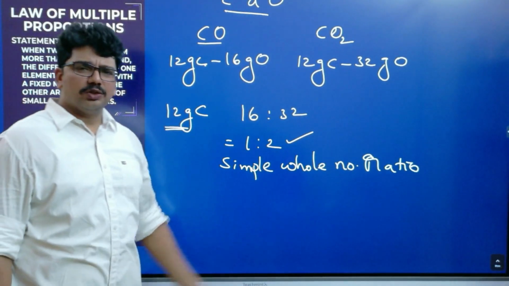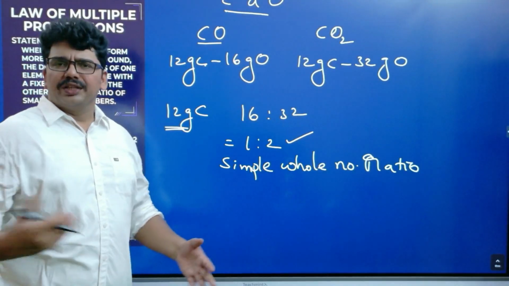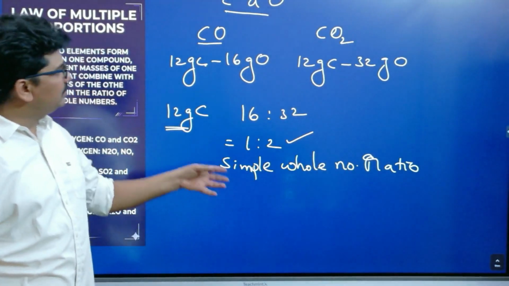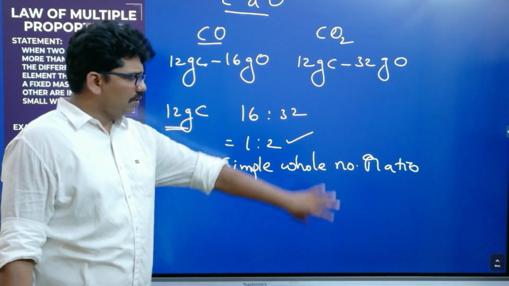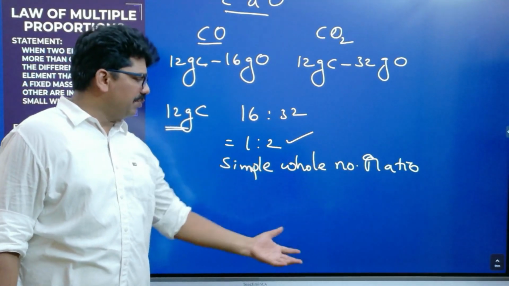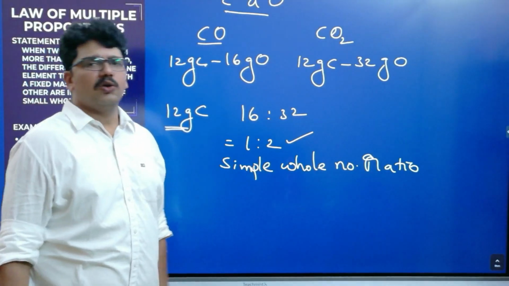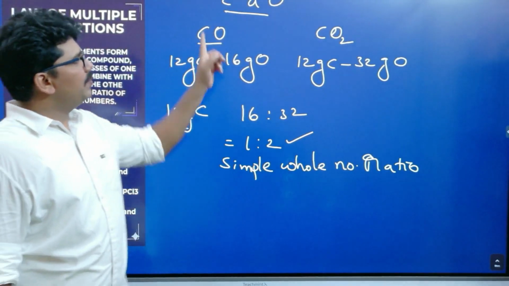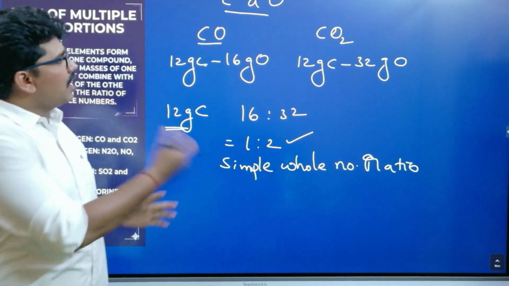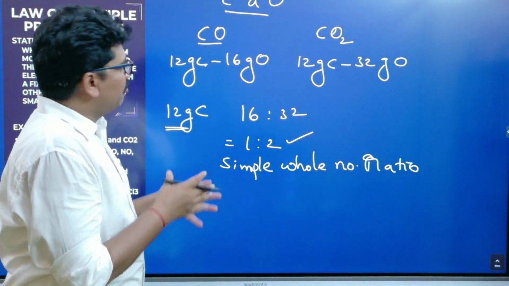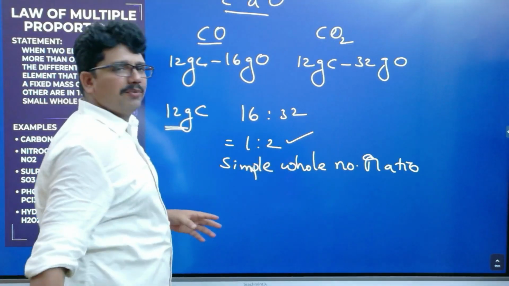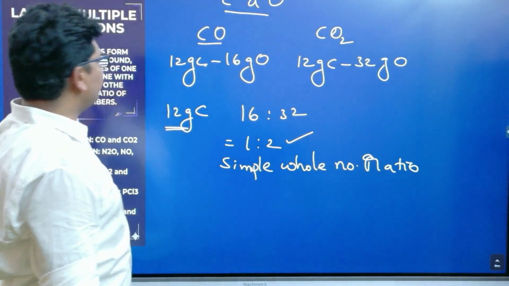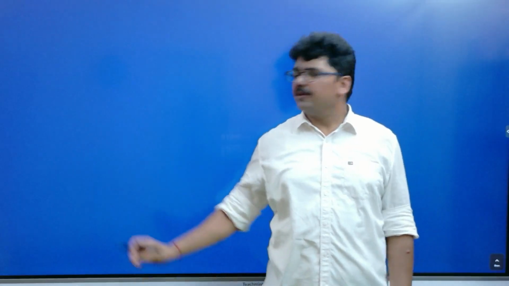So 1 to 2, 2 to 3, 3 to 4, or 2 to 5, all these are simple whole number ratios. We don't get heavy numbers, we don't get fractional ratios. Except fractional and heavy numbers, all remaining ratios are simple whole number ratios. So when two elements combine to form two or more compounds, for the fixed mass of one element, the ratio of masses of the second element is always in simple whole number ratio. So this is law of multiple proportion. Another important example for law of multiple proportion.